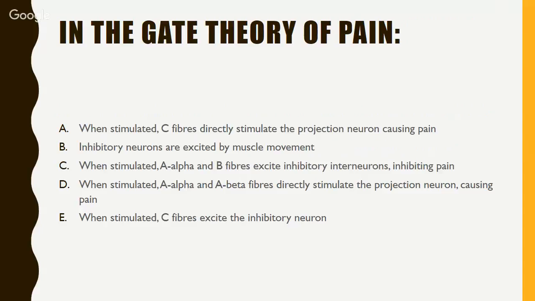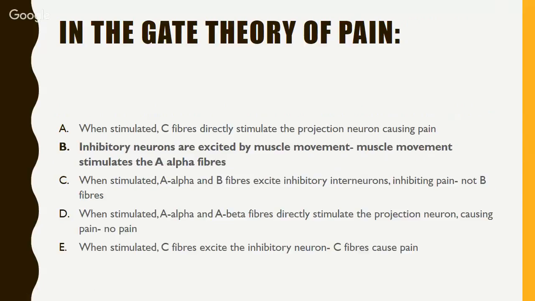In the gate theory of pain, when stimulated, C fibers directly stimulate the projection neuron causing pain. I'll give everyone a second just to read it. Yes. C. So no, because B fibers. Anyone else? There's a hard one too. Yes. D. Oh no, it's B. So it would not cause pain. It would cause no pain, and muscle movement is the A alpha fibers. So that was a hard one. It was just kind of putting two things together.